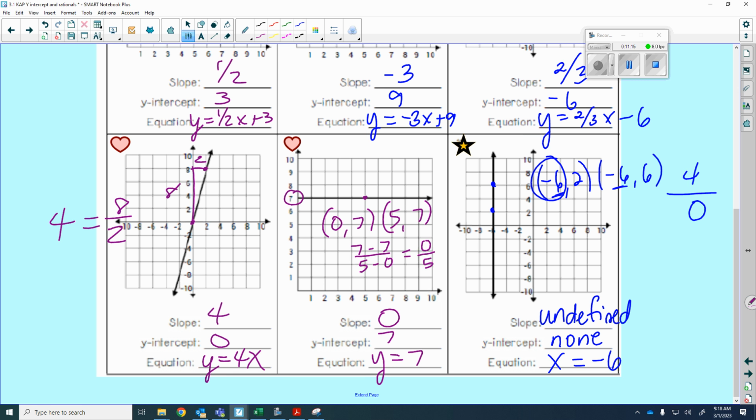Y equals 7. Good. So now you can also see how every time you see a vertical or horizontal line, it's going to simply have a number. X equals whatever or Y equals a number. And that's it. Okay? All right. Questions? Okay, let's go to the next page.